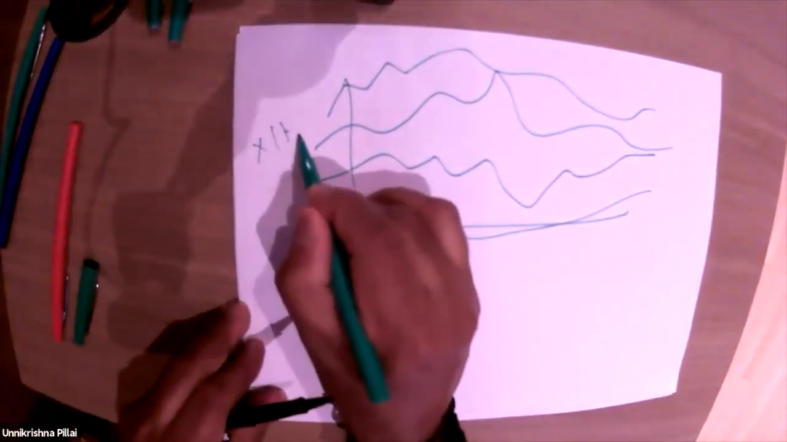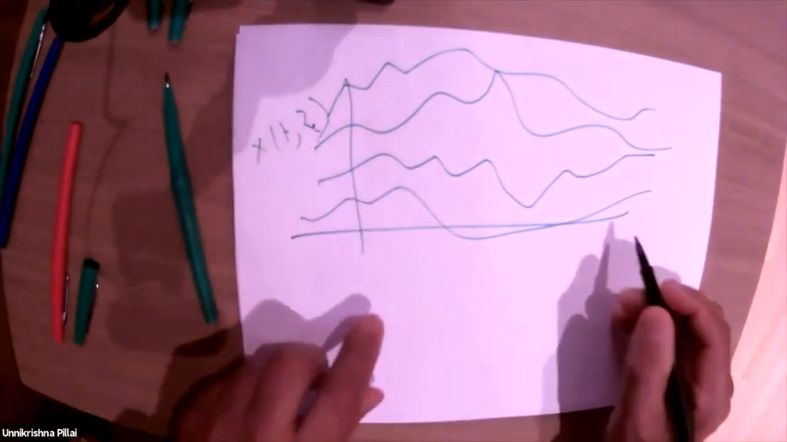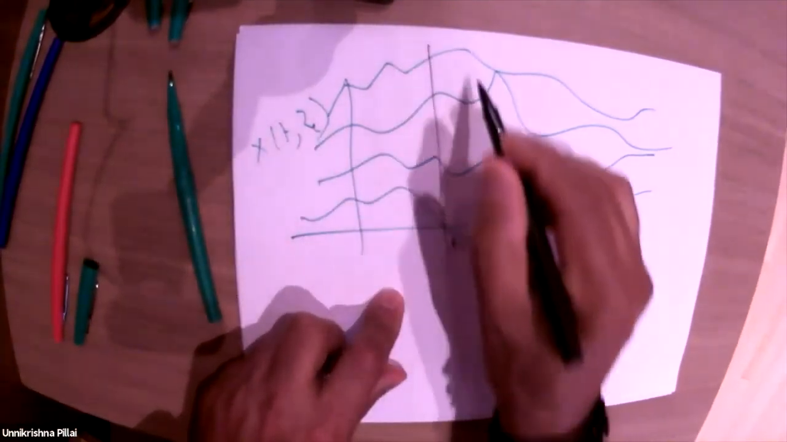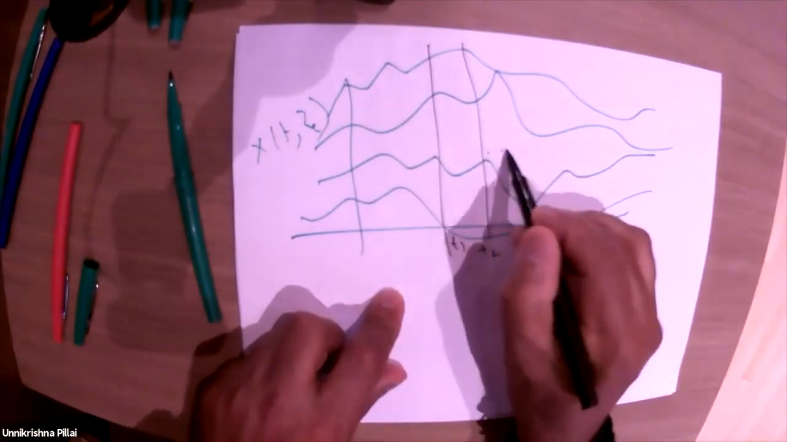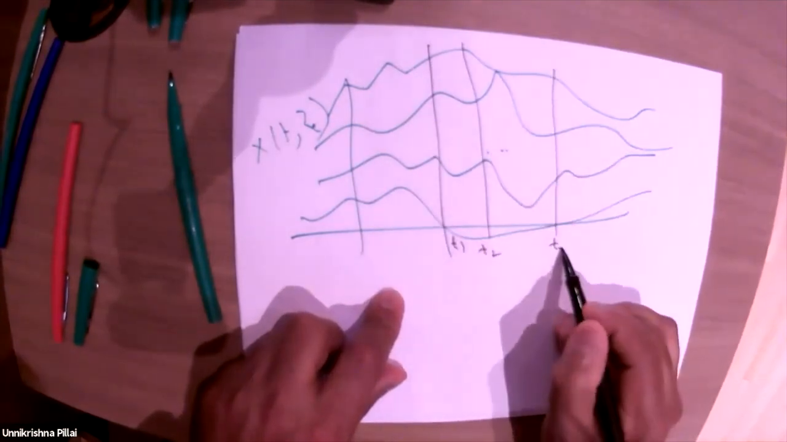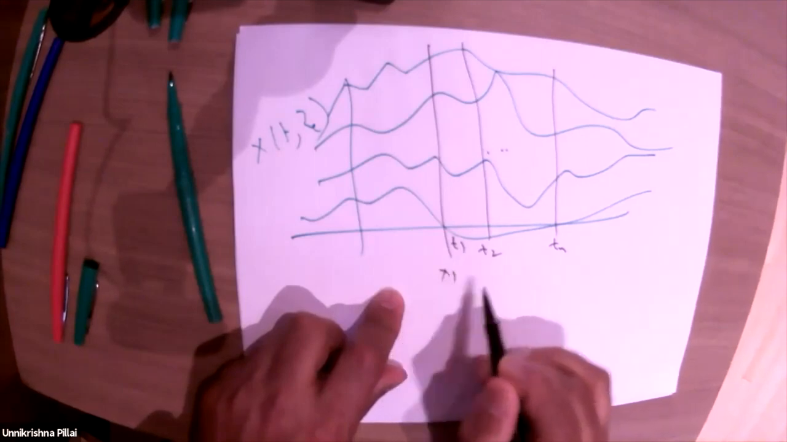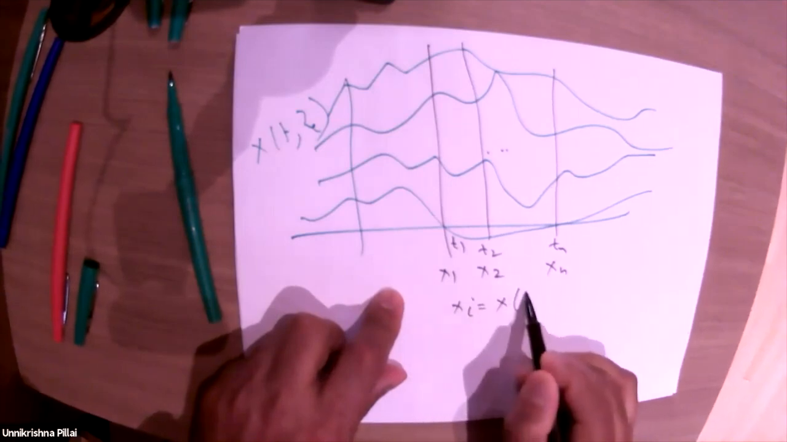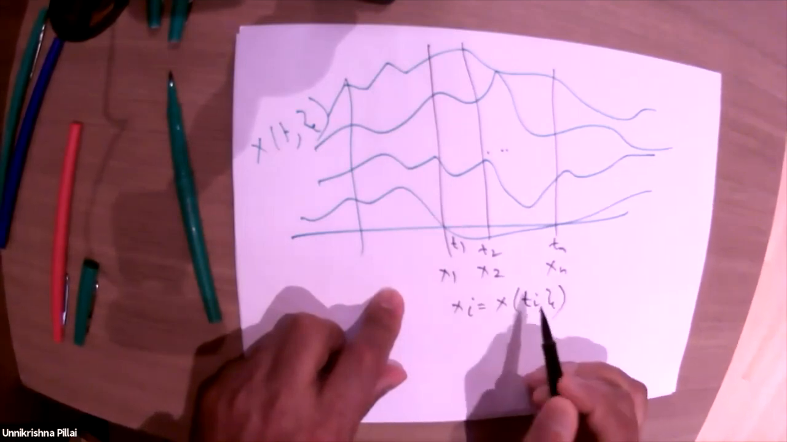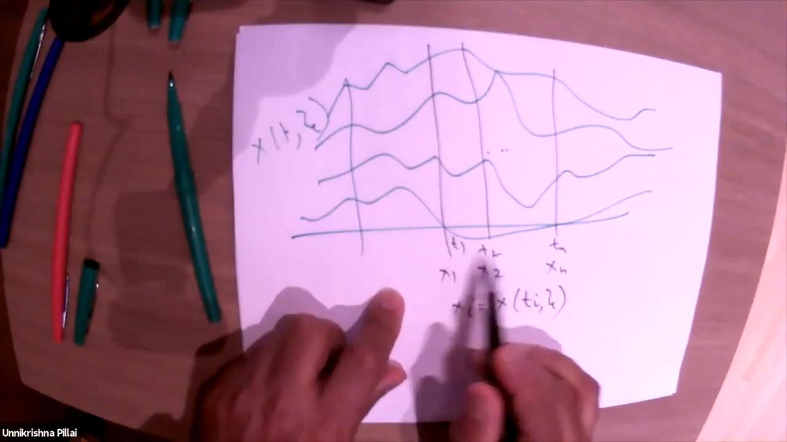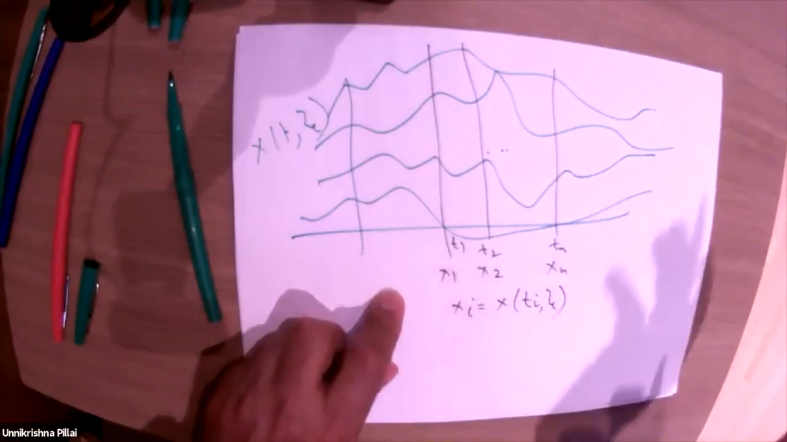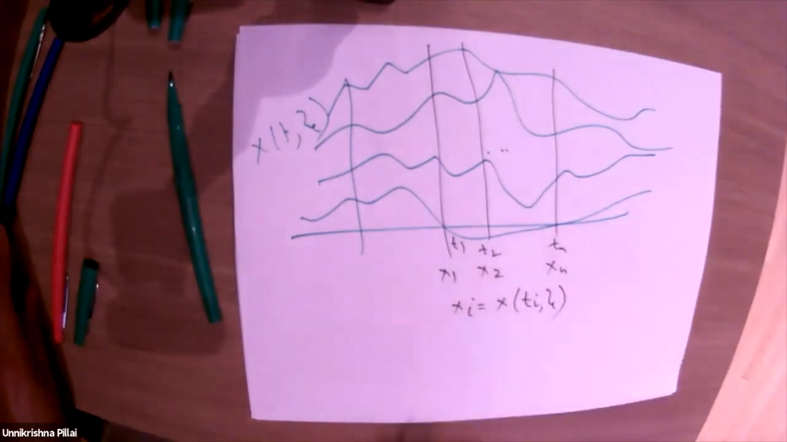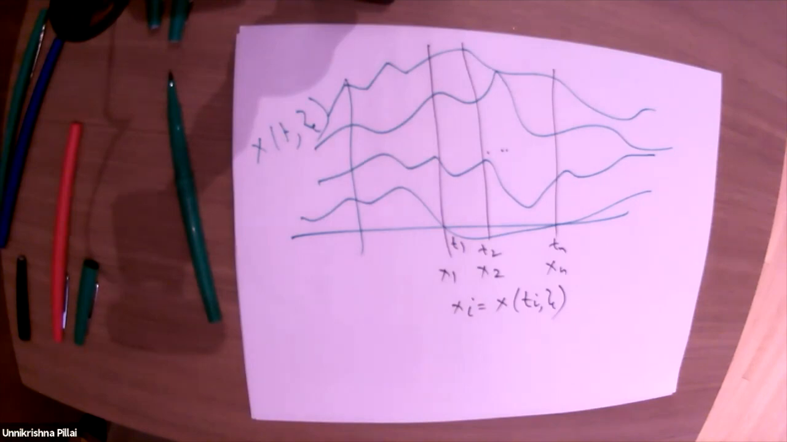So generally this is x of t comma psi, and I look at time instances t1, t2, let's say tn. So I have random variables x1, x2, xn, where xi is x of ti comma psi. So for each time instance, it's a random variable. And we just studied random variables. So if you have n random variables, they must have a joint density function. So that's one way to characterize the stochastic process.